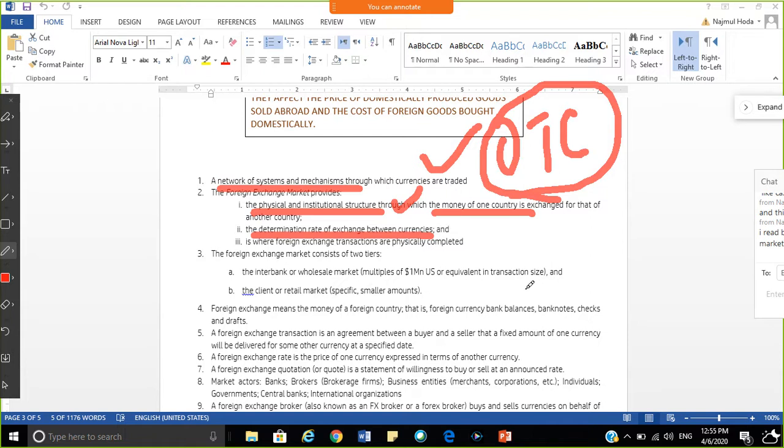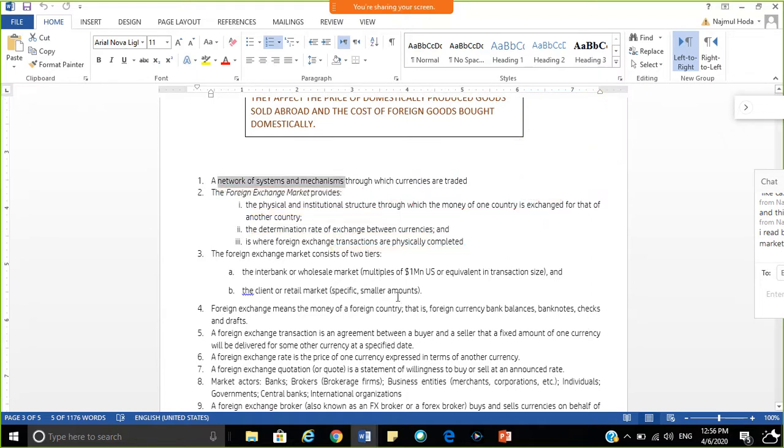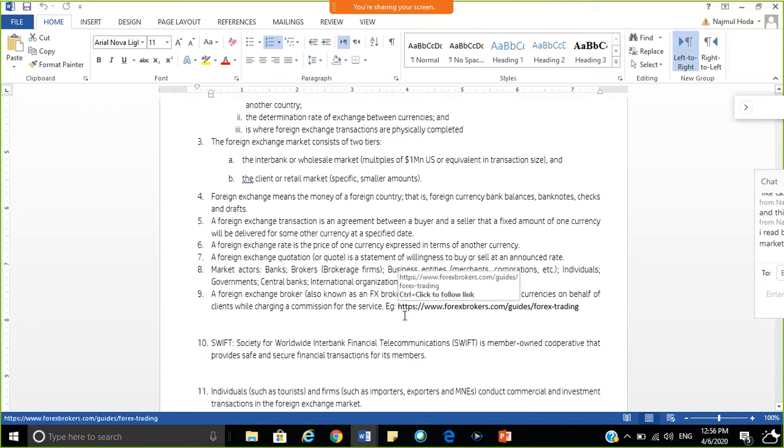In the foreign exchange market, there are buyers and sellers. One is bidding, the other is asking. The person who is trying to buy bids, and the person who wants to sell asks for the price. This is the technical name for buying and selling. And with this, every day, this is how the rates of different currencies are fixed, on the basis of the trading that is taking place. It is where foreign exchange transactions are physically completed. The foreign exchange market is the market where these transactions are physically completed.